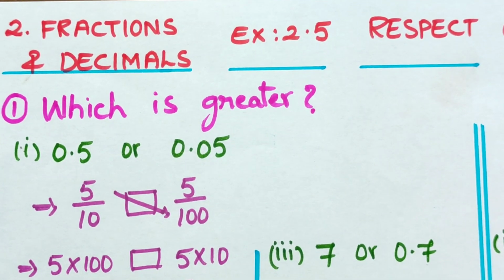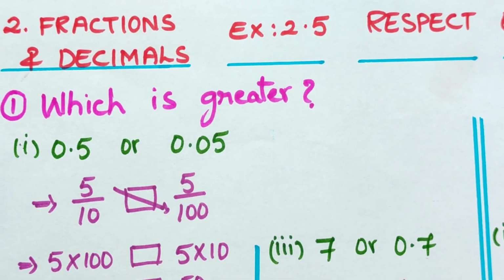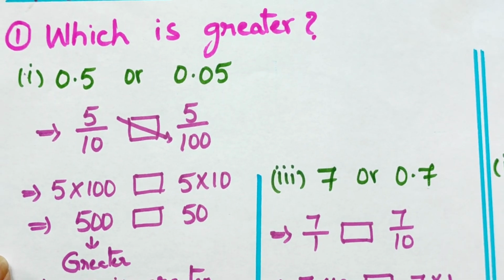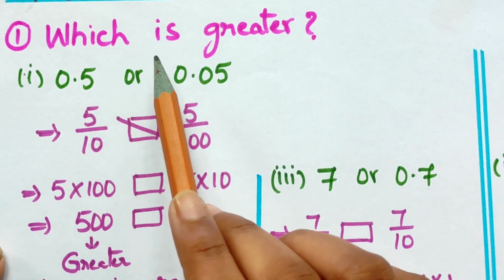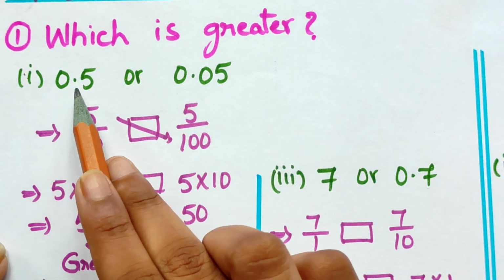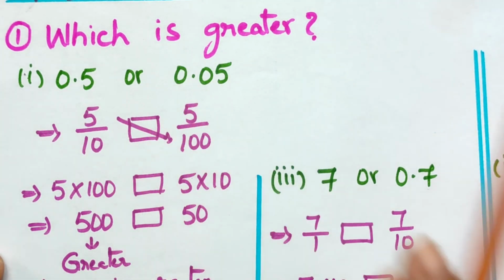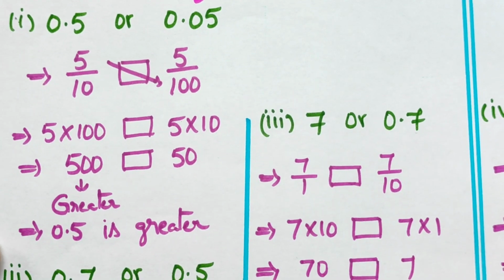Hi friends, this is exercise number 2.5. The first question, which is greater? In this question, there are 6 bits, friends. Let us see the first bit. 0.5 or 0.05, which is greater? Let us see the solution.